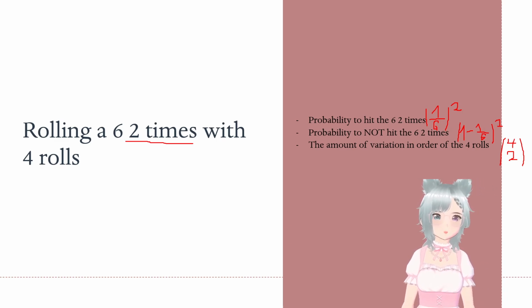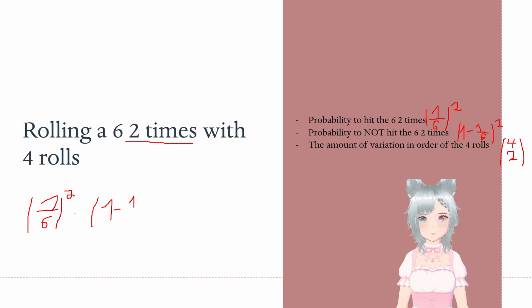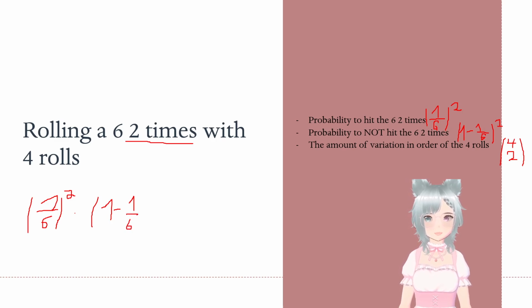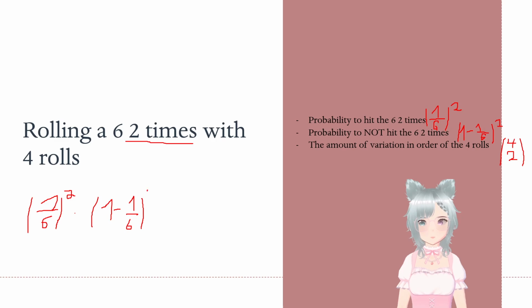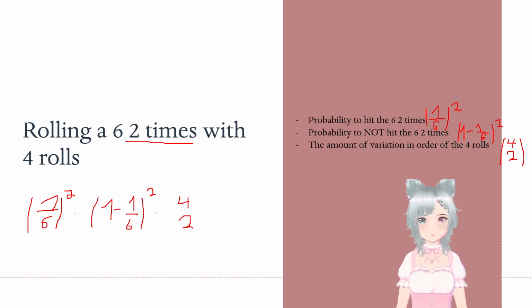So for this specific experiment, it would be 1 over 6 squared, times 1 minus 1 over 6 squared, times 4 choose 2. And this is your binomial formula.